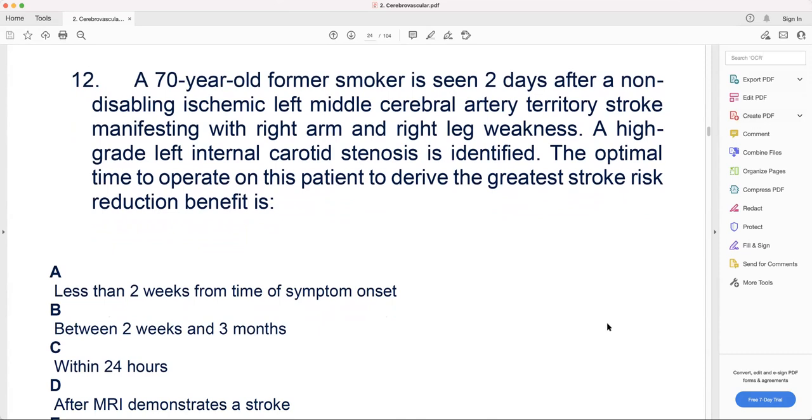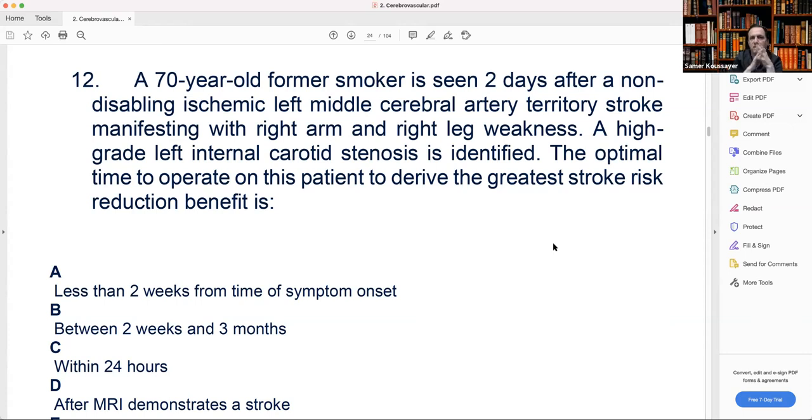A 70 years old former smoker is seen 2 days after a non-disabling ischemic left middle cerebral artery territory stroke manifesting with right arm and right leg weakness. A high grade left internal carotid stenosis is identified. The optimal time to operate on this patient to derive the greatest stroke risk reduction benefit is.